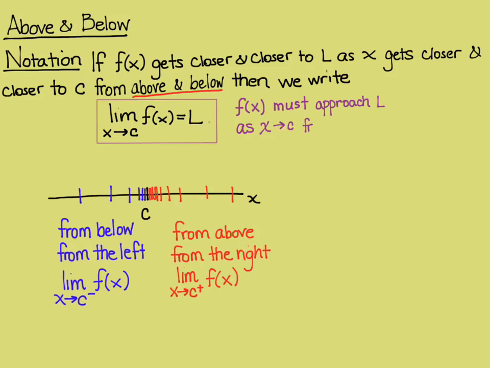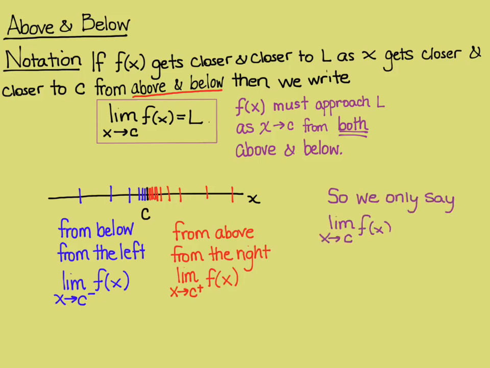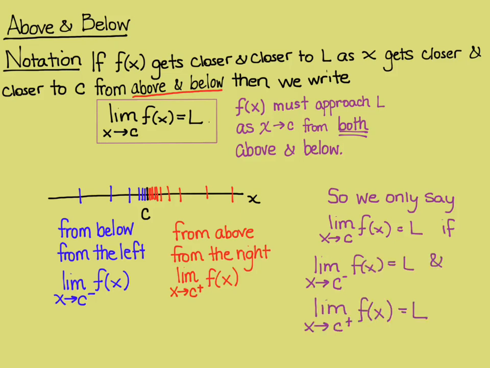f of x must approach L as x goes to c from both above and below in order for us to write the limit as x goes to c of f of x equals L. So in other words, we only say the limit as x goes to c of f of x equals L if the limit as x goes to c from below of f of x equals L and the limit as x goes to c from above of f of x equals L.